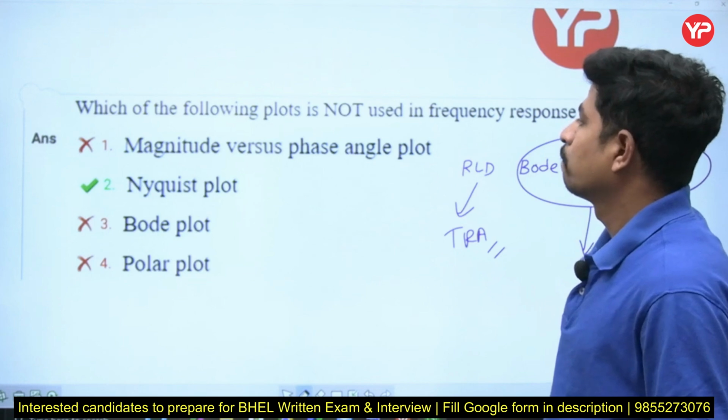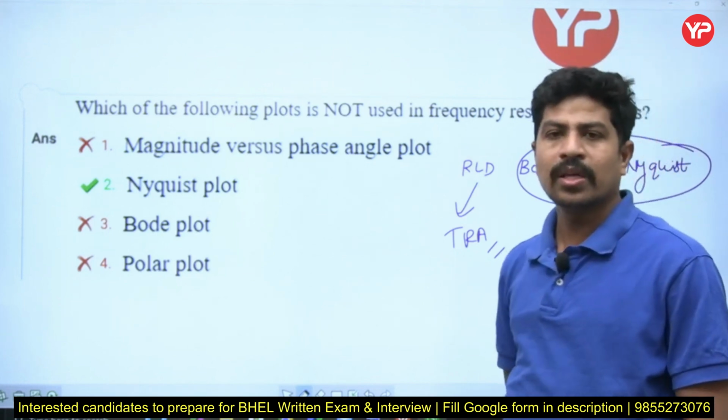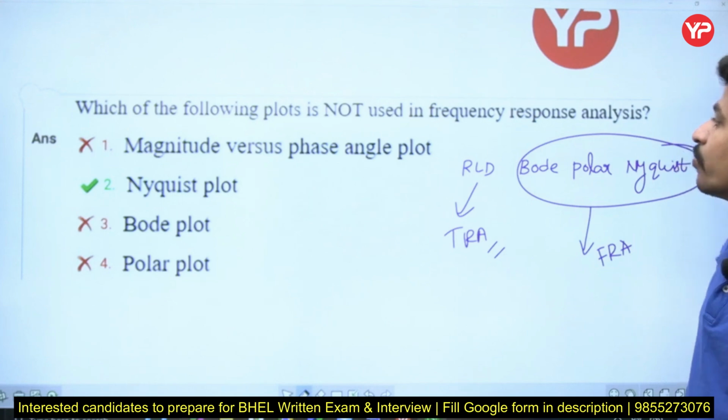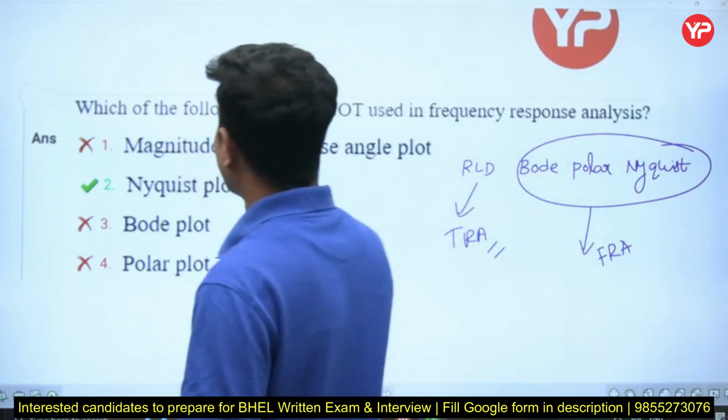So the answer is wrong. Nyquist plot is used in frequency response analysis. Which of the following plots is not used? Magnitude versus phase angle plot, that can be used. Bode plot can be used. Polar can be used. Nyquist also can be used. This is the question. Yes, this answer is wrong.